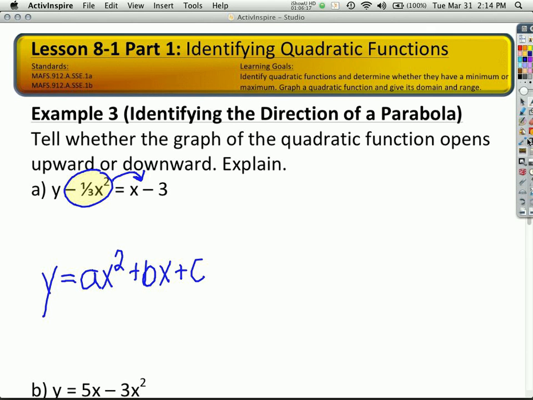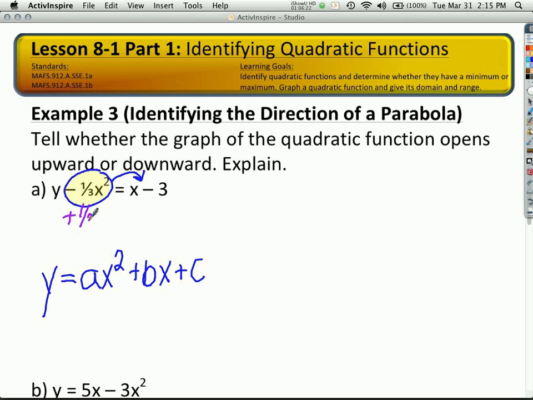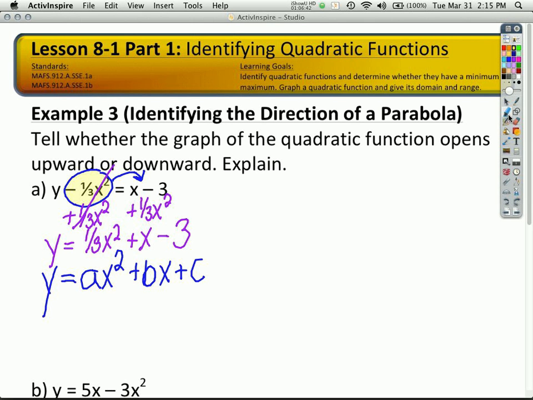Very good. If we add 1/3 x squared to both sides, this will disappear, and watch what we're left with. Y equals 1/3 x squared plus x minus 3. Now we can see A.